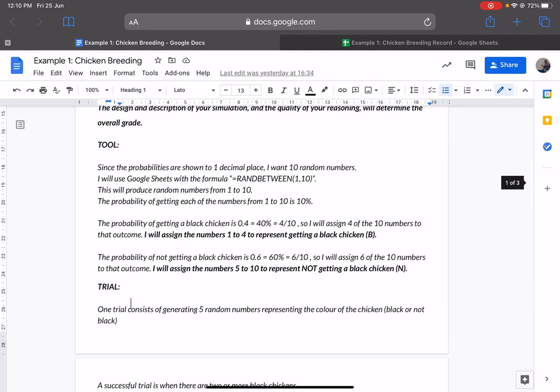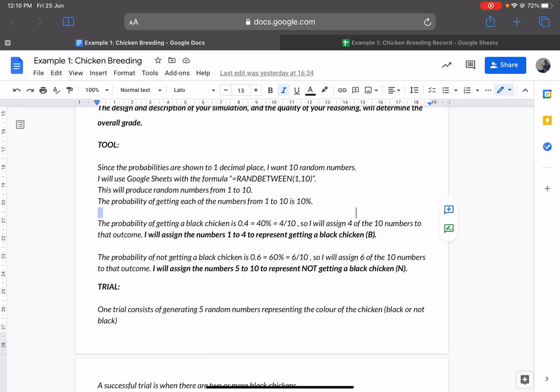So we'll start with tool. We're going to be using Google Sheets to do this simulation, but you can also use a calculator. If you want to use a calculator, you'll need to refer to the paper booklet and ask your teacher how to do that, but I'm going to show you how to do it on Google Sheets only. We say a very similar thing to what we did if we were doing it with a calculator.